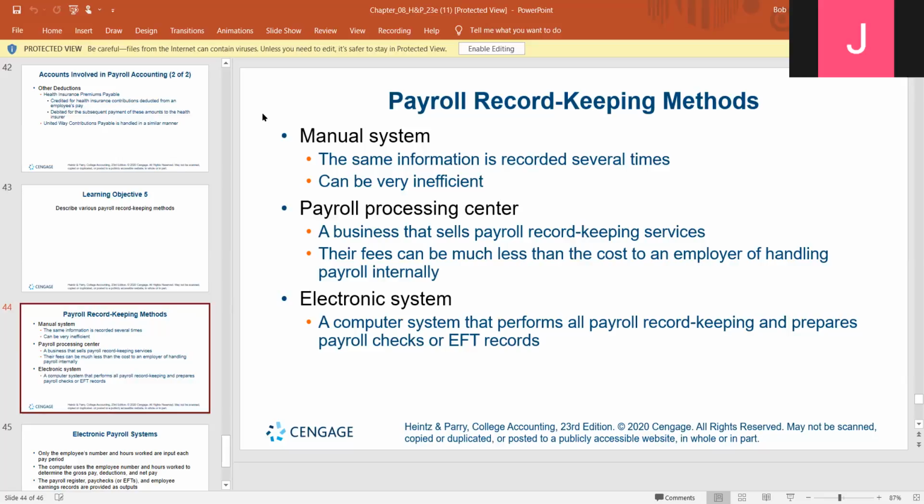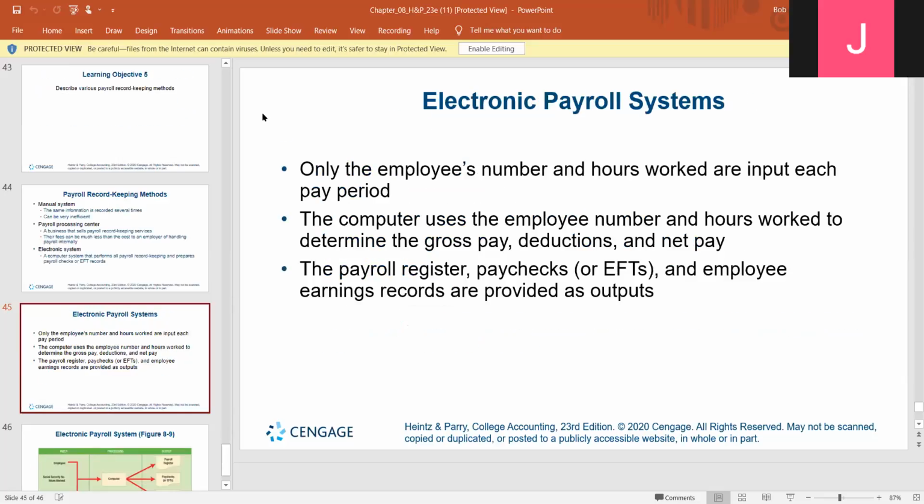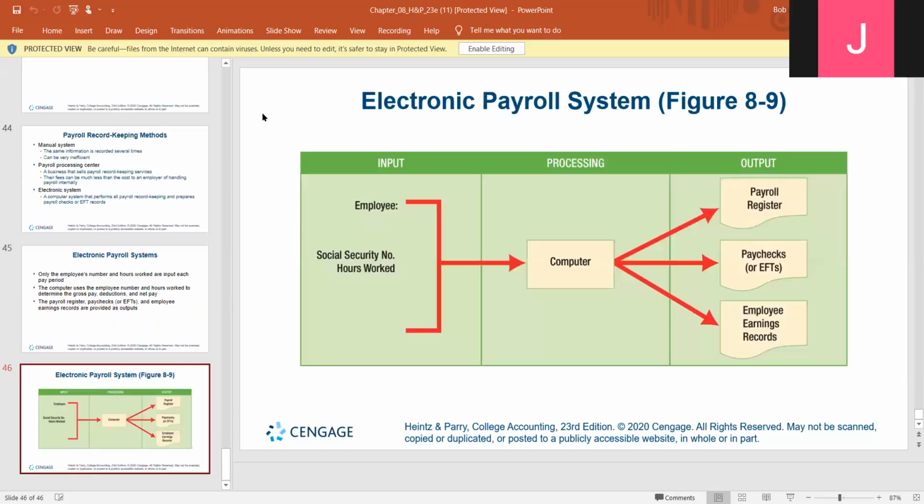Where the payroll companies can save you big money is they'll print the checks for you. They'll publish the payroll registers. But again, this is all based on what you're telling them. So they're just a glorified clerical person doing a lot of grunt work for you. But they do save time and money. You can have electronic payroll systems. We kind of know that.